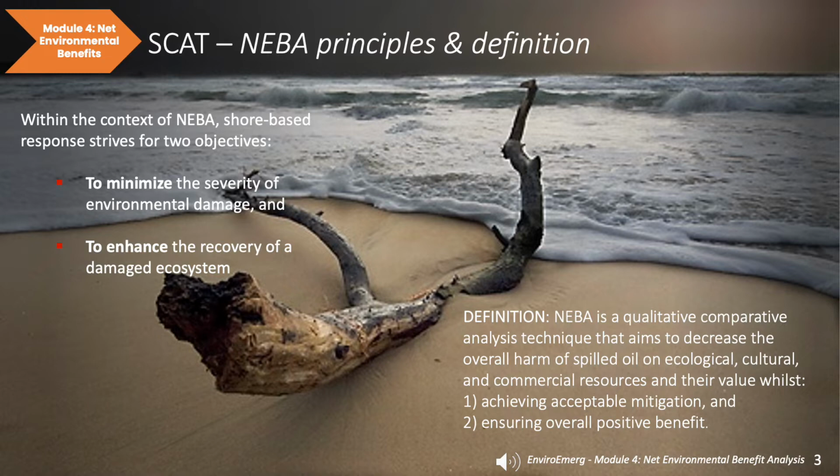These are really the outcomes of the two objectives: to minimize the severity of environmental damage and to enhance the recovery of damaged ecosystems. In actual practice, this is done by the field SCAT team working within the oiled shore environments, collaborating and determining whether or not a shoreline should be cleaned up, and if so, how, when, and to what level. The key challenge with working with operations is showing that the metric for spill response is net environmental benefit. It's not about how much oil you get off the shore or how fast.